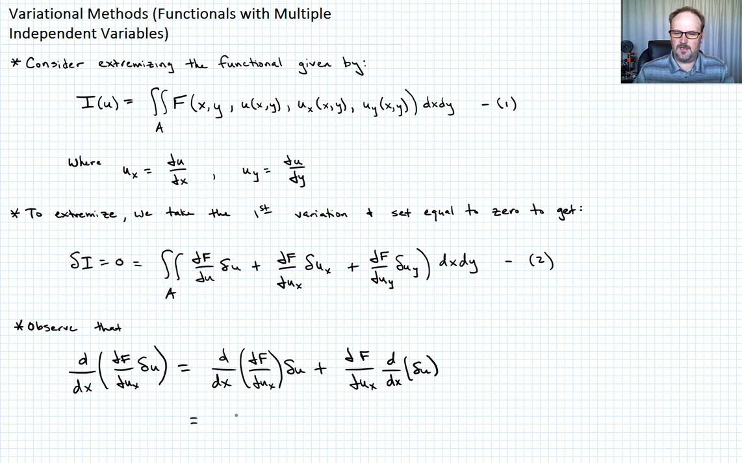Okay, let's go ahead and bring this down. This is d by dx of partial f with respect to ux, delta u, plus, now what is this quantity? Well, we already showed in our initial lecture on variational methods, or rather when we talked about the delta operator, that the derivative of the variation is the same as the variation of the derivative, so we can write this as equal to partial f with respect to ux times delta ux. Okay, we'll call that equation 3.